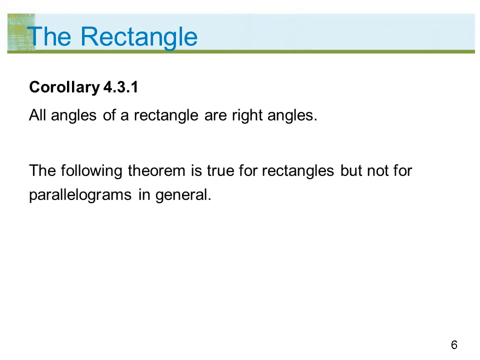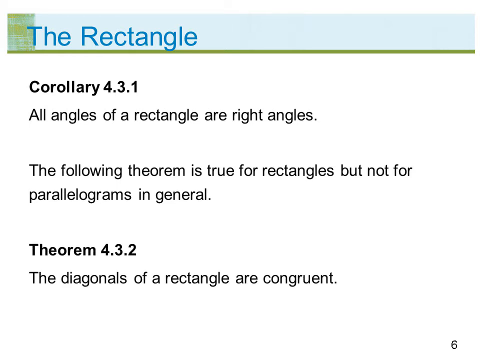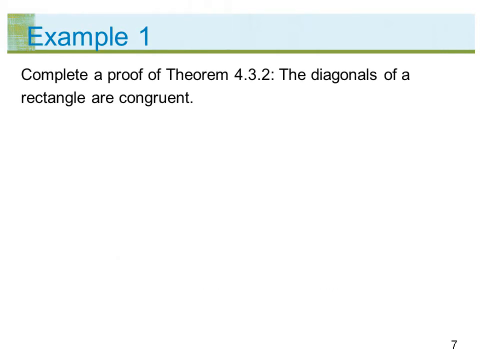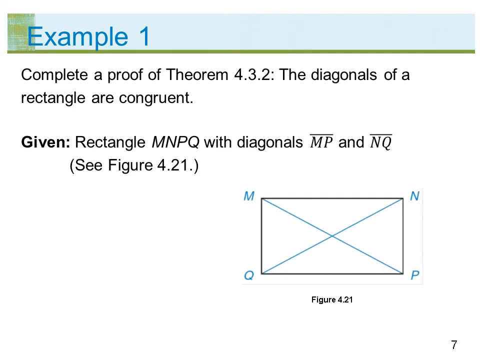The following theorem is true for rectangles, but not for parallelograms in general. Theorem 4.3.2. The diagonals of a rectangle are congruent. Complete a proof of theorem 4.3.2. The diagonals of a rectangle are congruent. Given rectangle MNPQ with diagonals segment MP and segment NQ. See Figure 4.21. Prove segment MP is congruent to segment NQ.